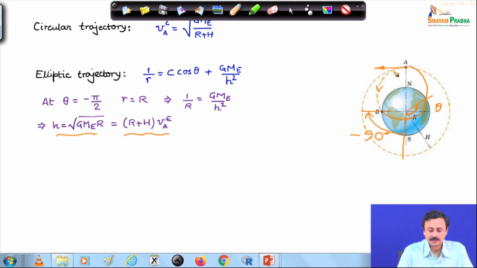That should be the speed of the satellite on the elliptic path at A. So, V A E, and if I multiply with the radial distance from the focus, that will give me h. So, I have calculated this angular momentum per unit mass from two sides. One is considering that this ellipse must intersect the radius of the earth at theta equal to minus pi by 2, and the other is from its angular momentum per unit mass at A, and both must be equal because that is a conserved quantity.